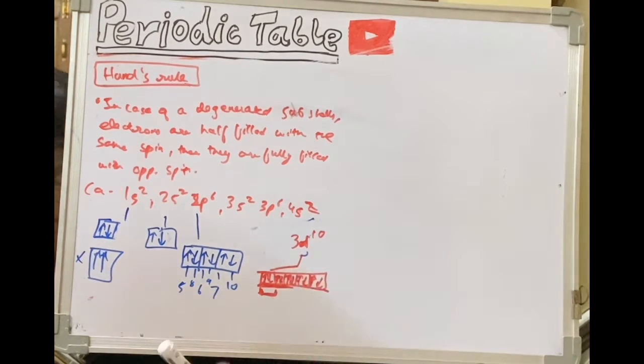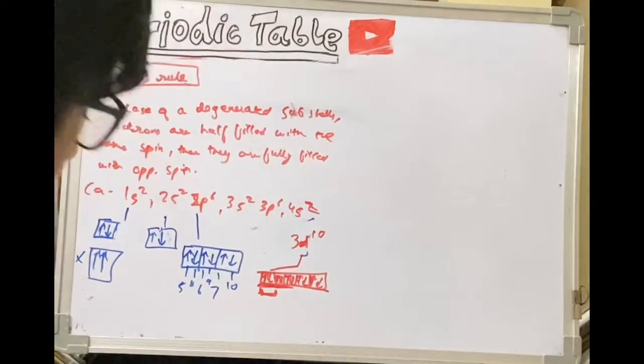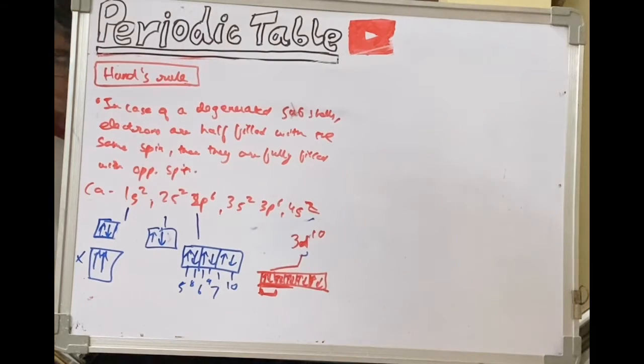Nothing very hard to understand in this. Now for the third principle, that is Pauli's exclusion principle, you'll have to study something known as quantum numbers.